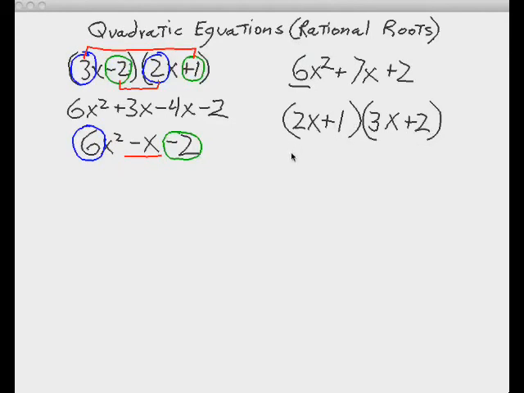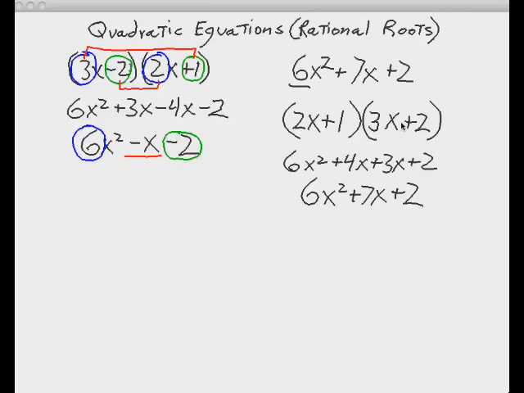I'm going to get 6x squared plus 4x plus 3x plus 2. Add my like terms, 6x squared plus 7x plus 2. So I did in fact get the factors of the quadratic equation that I started with.